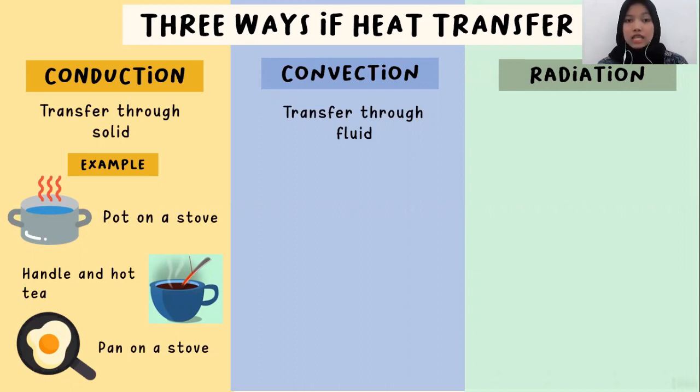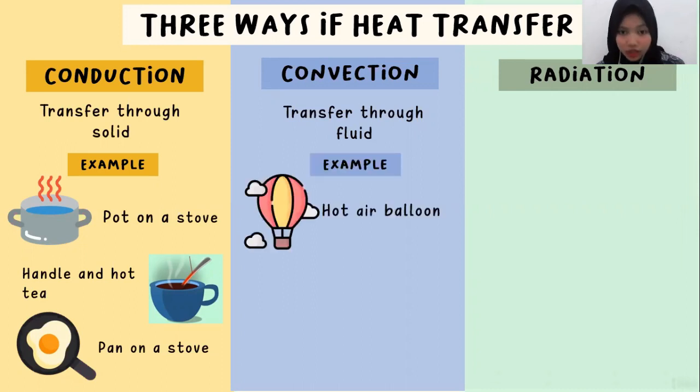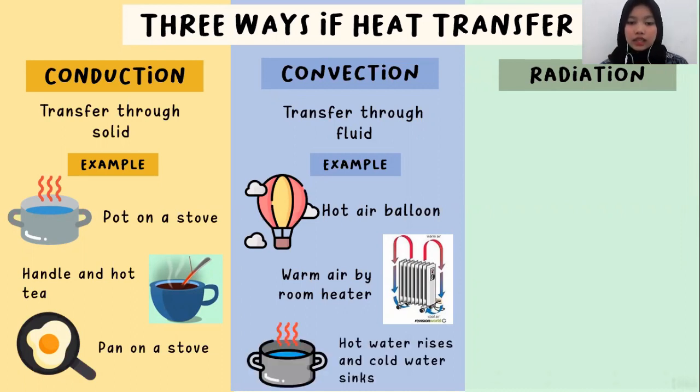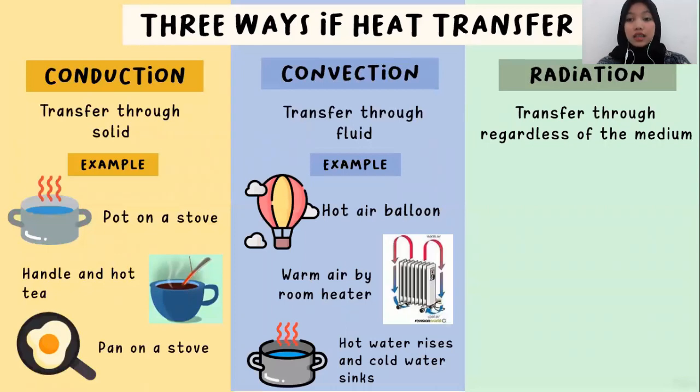For convection, the heat is transferred through fluid. The fluids are liquid and gas. The examples of convection are the hot air balloon, the second is warm air from a room heater, and the third is hot water rising and cold water sinking when we boil water. And for radiation, the heat is transferred regardless of the medium.